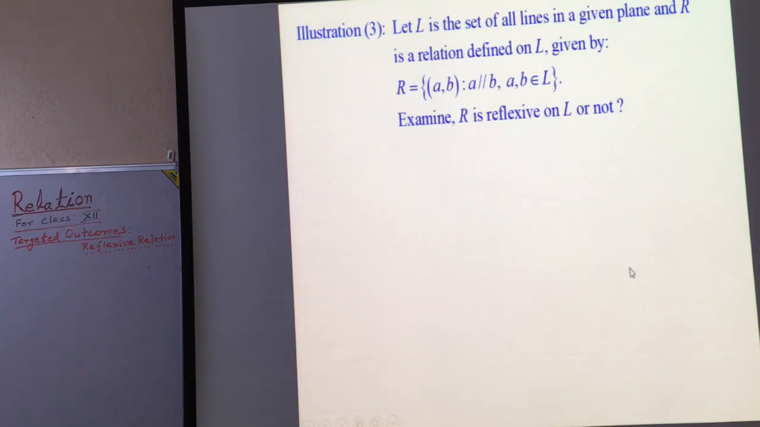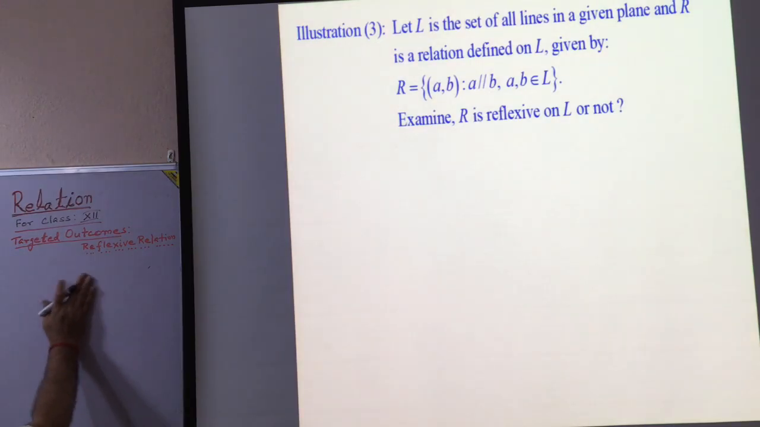See, this is the last example. Let L be the set of all lines in a given plane, and R is a relation defined on L, given by R will consist of those ordered pairs (A, B) if A is parallel to B. What are A and B? A and B are elements of L. What are elements of L? Elements of L are all lines in a plane.